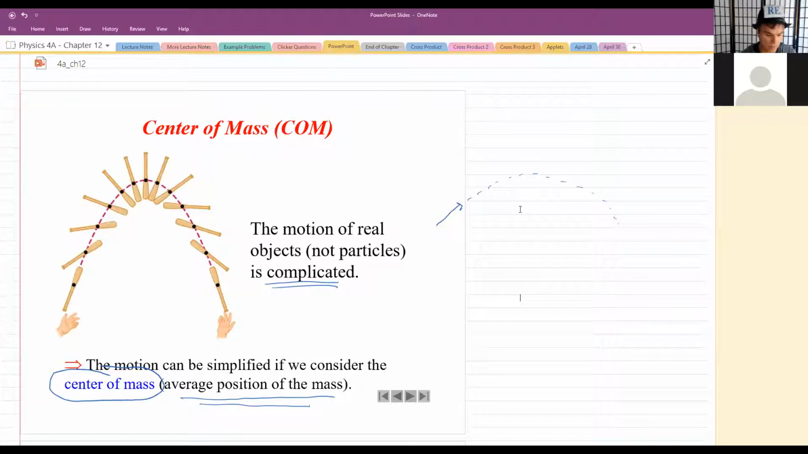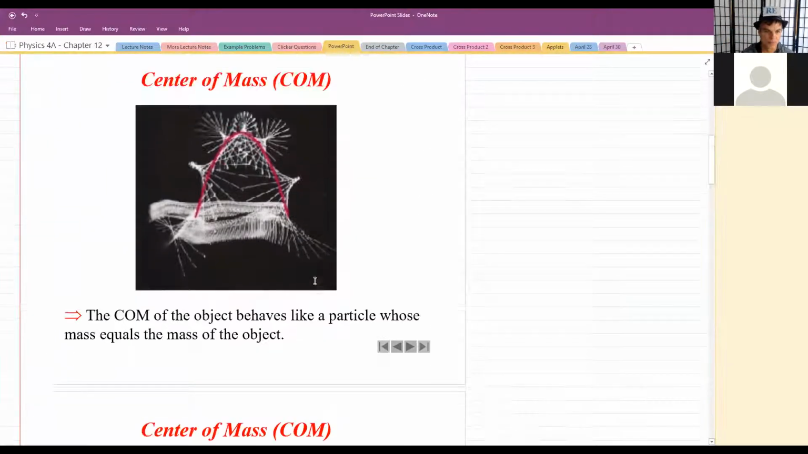So if this was just me throwing a ball up in the air, it would follow this sort of path, just like the bat did. But if I toss the bat up in the air, the center of mass of the bat would follow the exact same path as if I had just thrown a ball. But in addition, the bat is going to be rotating about this special point called the center of mass.